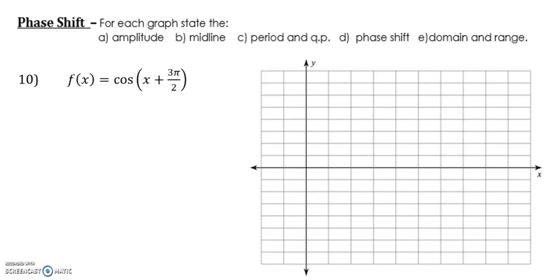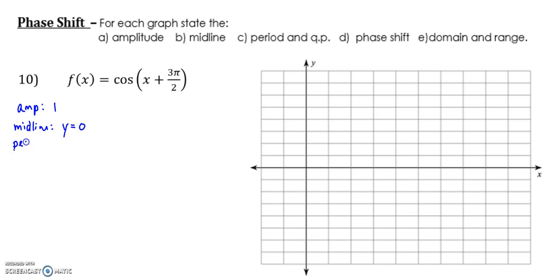All right, let's look at another phase shift here. Let's go through and do our amplitude, midline, period, quarter period, phase shift, domain and range. So let's do our amplitude. And our amplitude is just a 1. Our midline, nothing's hanging off the end here for k, so it's just y equals 0.